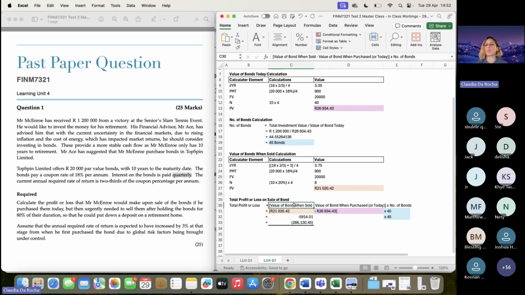Obviously, if the value of the bond when sold was higher than when you purchased it, or the value of the bond today, you would get a profit. But in this case, you've made a loss.